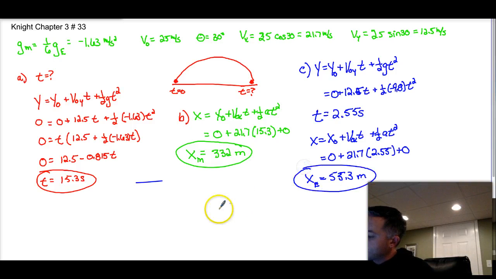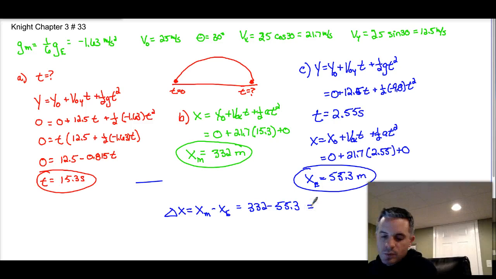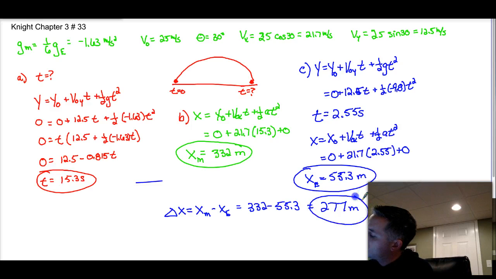Okay. And they would like to know, what is the difference? So the difference is going to be the range on the moon minus the range on the Earth, which is 332 minus 55.3. So the difference between them is about 277 meters. That is how much farther you will hit it on the moon when compared to Earth.